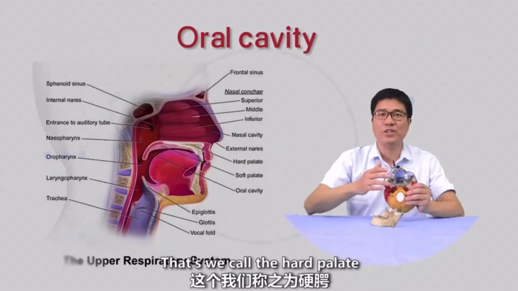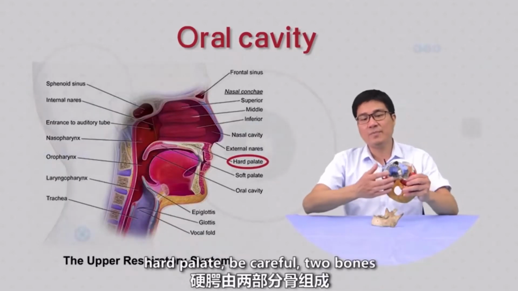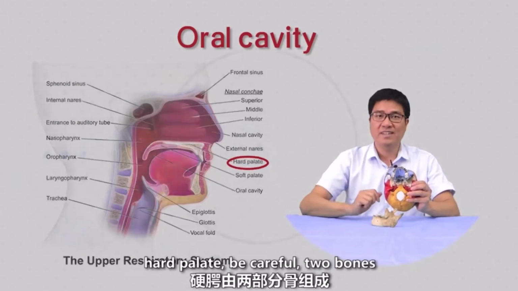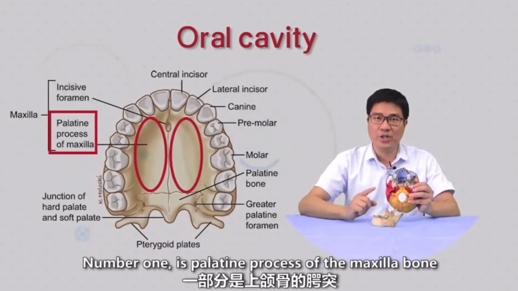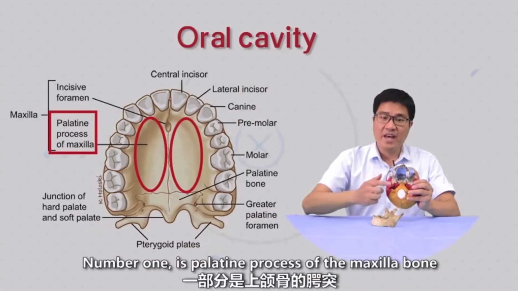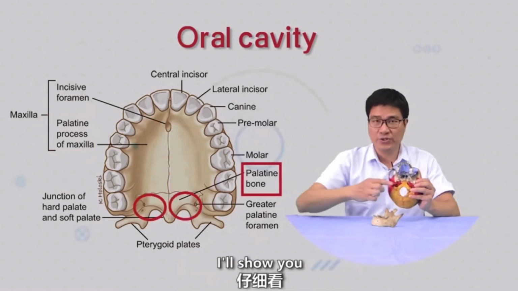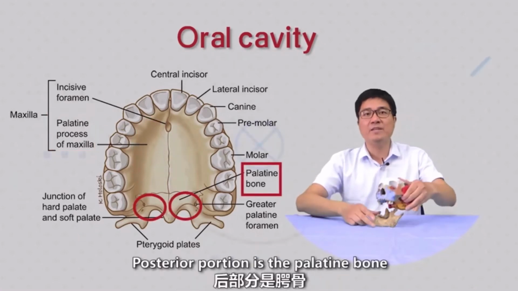So the mucosa-covered part is what we call the hard palate. Be careful, the hard palate has two bones. Number one is the palatine process of the maxillary bone. And the posterior portion, I will show you, the posterior portion is the palatine bone.